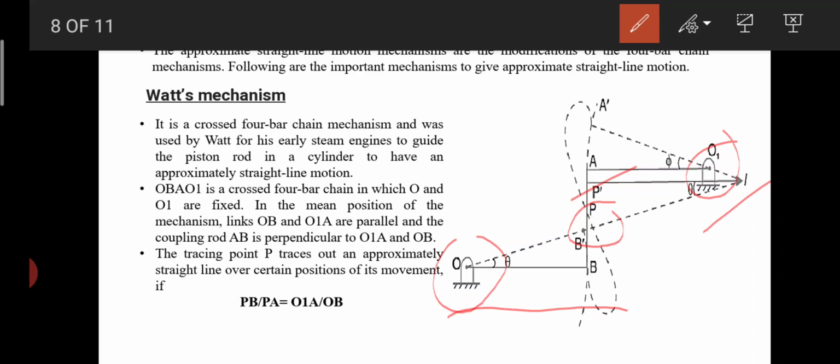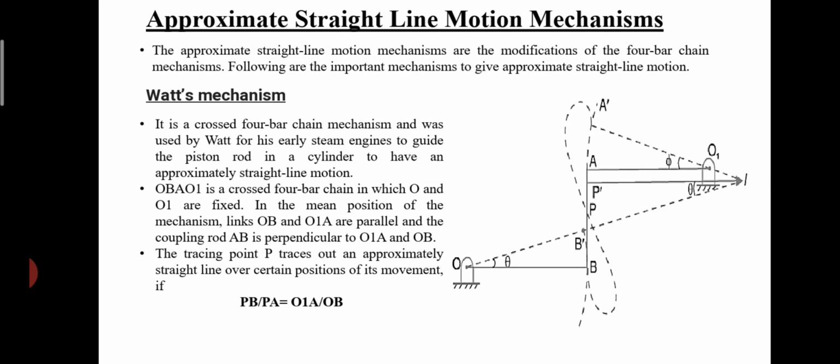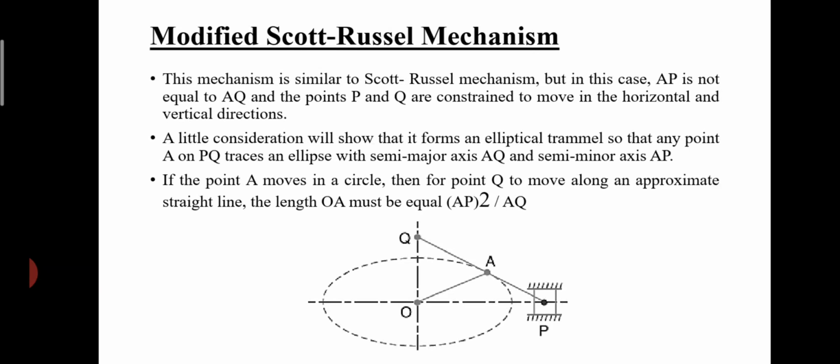तो अब यहाँ पे देख सकते if A point moves A dash and B point B dash, so that's B move to P dash. Okay, so this is our approximately straight line motion mechanism, first Watt's mechanism. Now next one is modified Scott-Russell mechanism.